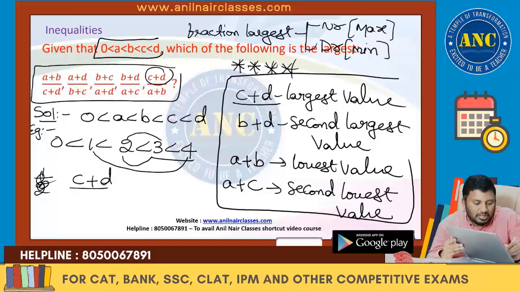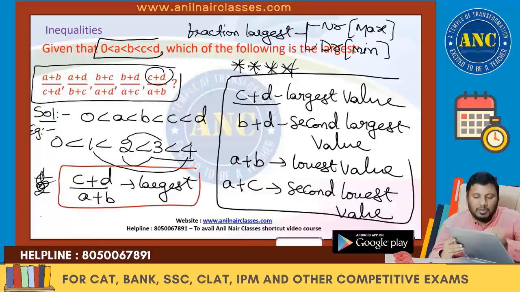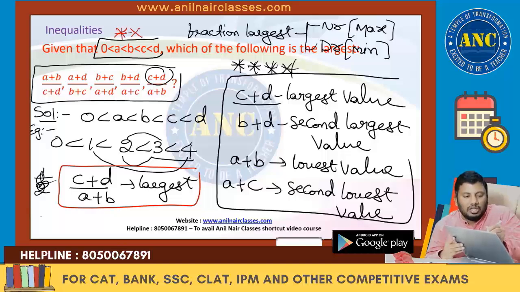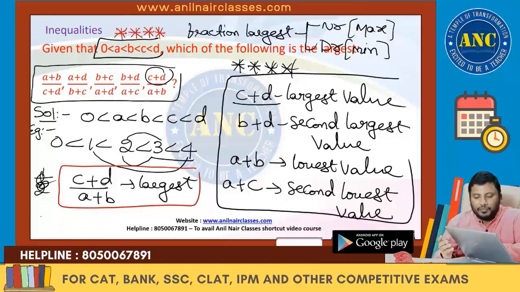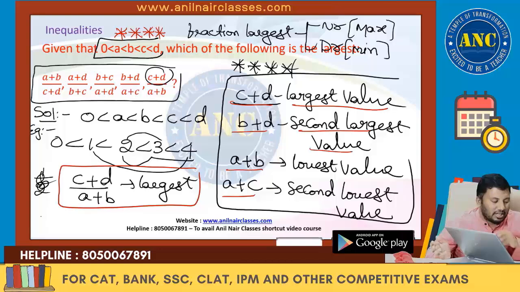So C plus D by A plus B, this is the largest value. I hope the idea is clear. A fraction will be largest when the numerator is maximum and the denominator is smallest. Please make a note: if the condition is 0 less than A less than B less than C less than D, the highest we can determine, the second highest we can determine, the lowest we can determine, only the second lowest can be determined.